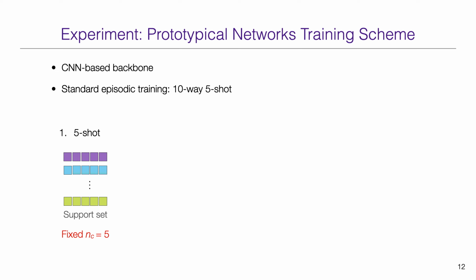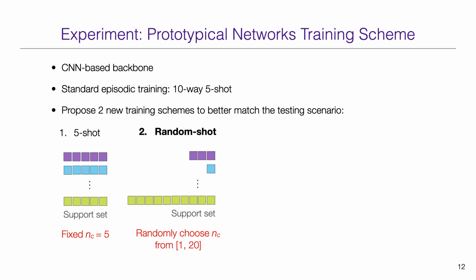It was originally designed to match the standard few-shot testing scenario that assumes we have a fixed number of support examples available. However, in our proposed setup, we start with 1 target example and iteratively increase the number. To further match our testing scenario, we propose 2 new training schemes. First, instead of training with a fixed 5-shot, we train with random shots. In each training episode, we randomly choose n between 1 and 20 for each class. By doing so, the model can learn to work with different numbers of support examples. We call this training scheme the random shot training.